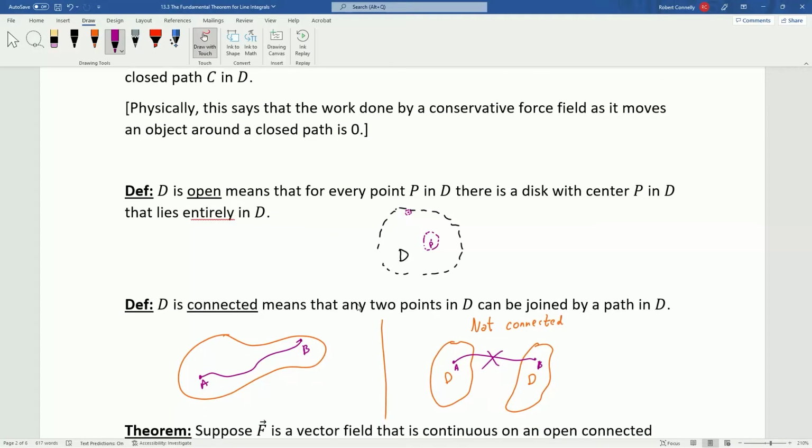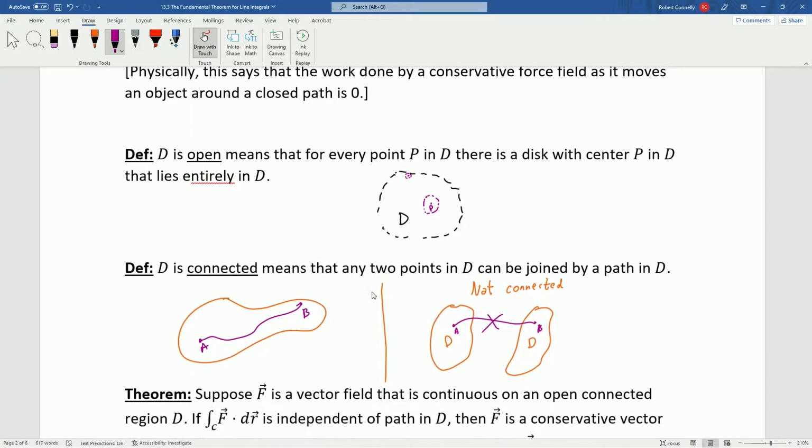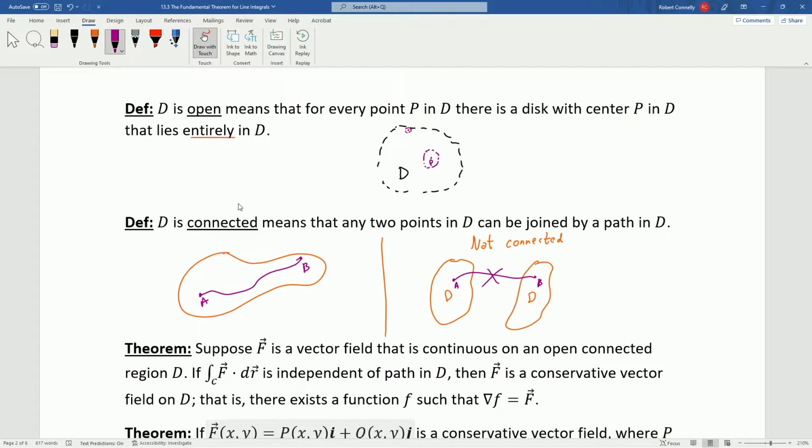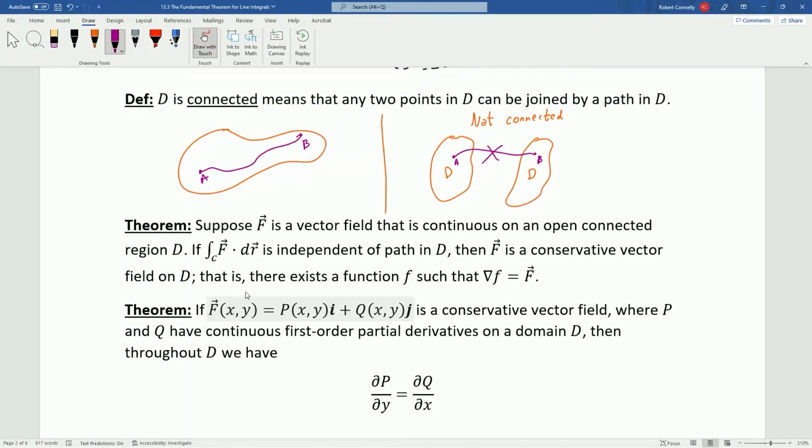Okay, a couple more things. Again, now definition, D is open means that you can always find a circle around any point in the disk that's fully contained inside that region, the region D. D is connected means that any 2 points in D can be joined by a path in D. Okay, and so now we get to this theorem. So some of these definitions are already in play here.